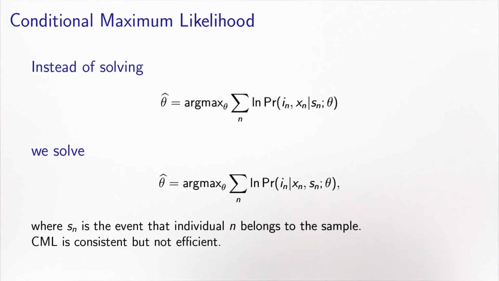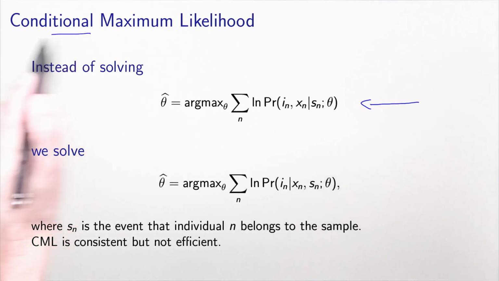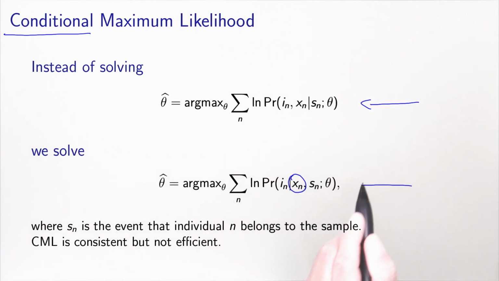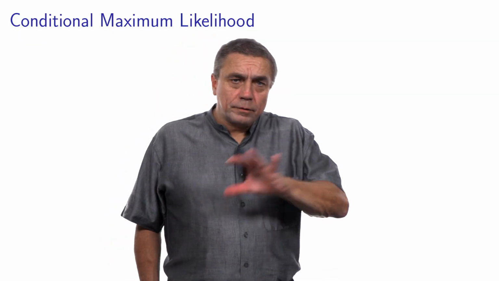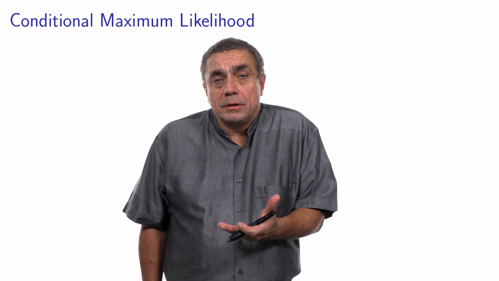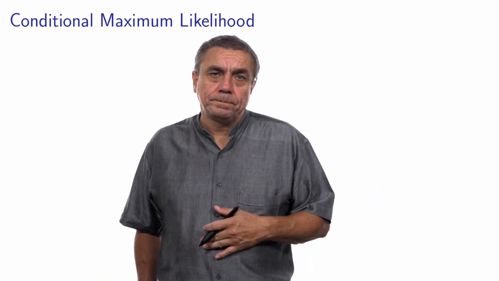The maximum likelihood estimation problem consisted in solving this optimization problem. In the previous video, we have derived the contribution of each individual to this quantity. And we have seen that it's too complex, so we want to simplify it. And the idea of the conditional maximum likelihood is to assume that the x's are not drawn, but are given. And we solve the corresponding optimization problem. The conventions are the same, so Sn here represents the event that individual n belongs to the sample.